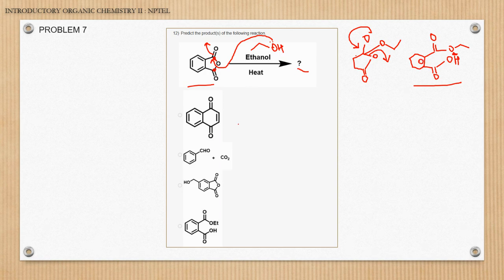So now tell me, what will be the correct option? Option number 4. Option number 4 will be the correct one. So now, first of all, what will happen here? Aldehyde and CO2 is not going to leave out. This alcohol will behave as a nucleophile. It will attack on the carbonyl carbon.